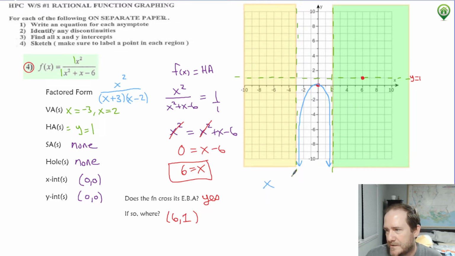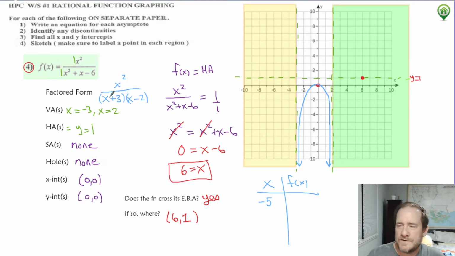So let's pick an x. Let's evaluate some f of x's. I need something less than -3, so let's test -5. And again, I would test my factored form. So -5 squared is a positive 25. -5 plus 3 is -2. And -5 minus 2 is -7, which means I'm looking at a 25 over positive 14.